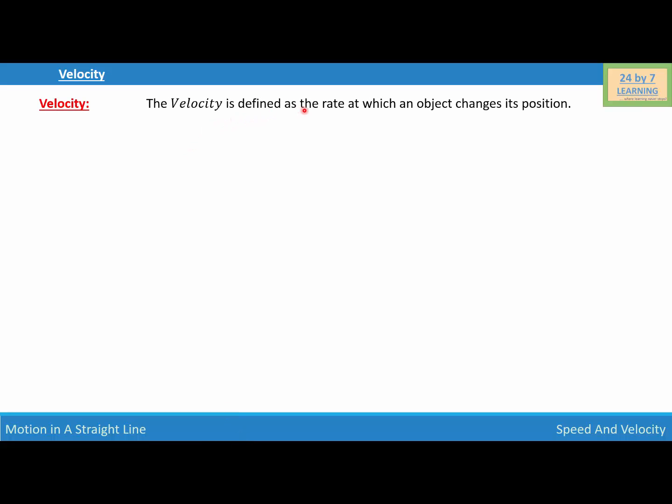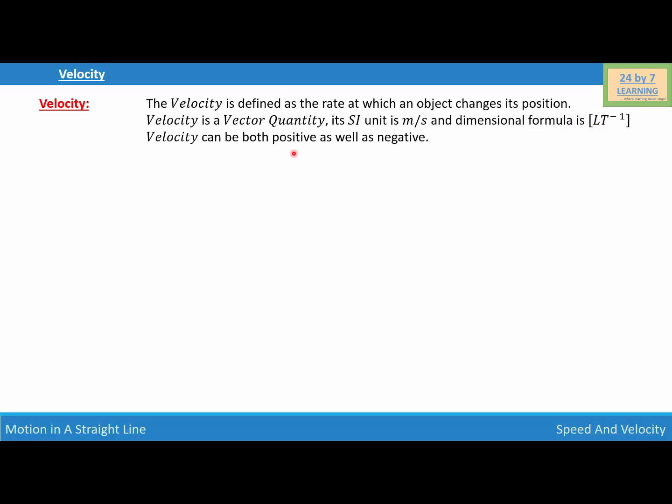Velocity. The velocity is defined as the rate at which an object changes its position. Velocity is a vector quantity. Its SI unit is meter per second and its dimensional formula is LT^-1. Velocity can be both positive as well as negative.